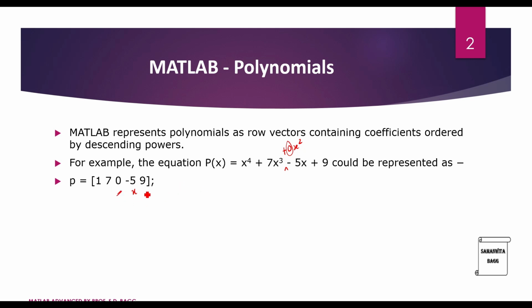Then this is a coefficient for x, and this is x raised to 1, and this is x raised to 0, which is nothing but 1. So this is x raised to 4, x cubed, x square, x raised to 1, and x raised to 0. So in descending order of the power of x is the representation of the polynomial in vector form. So this is the very basic of representing polynomials in MATLAB.